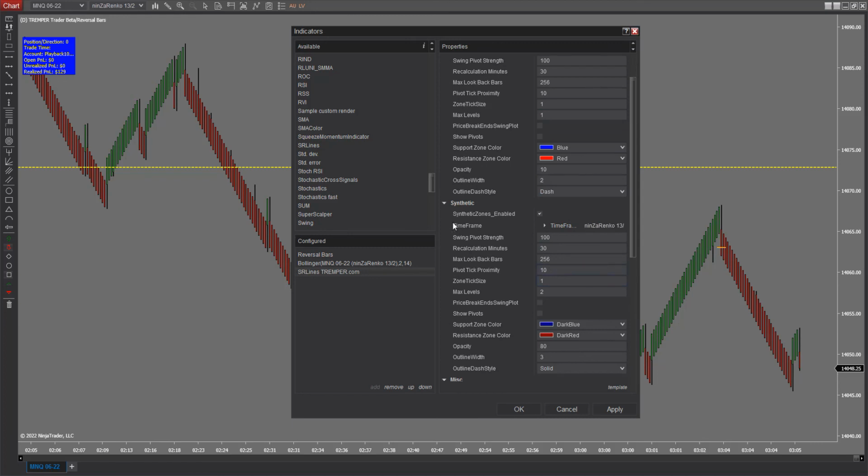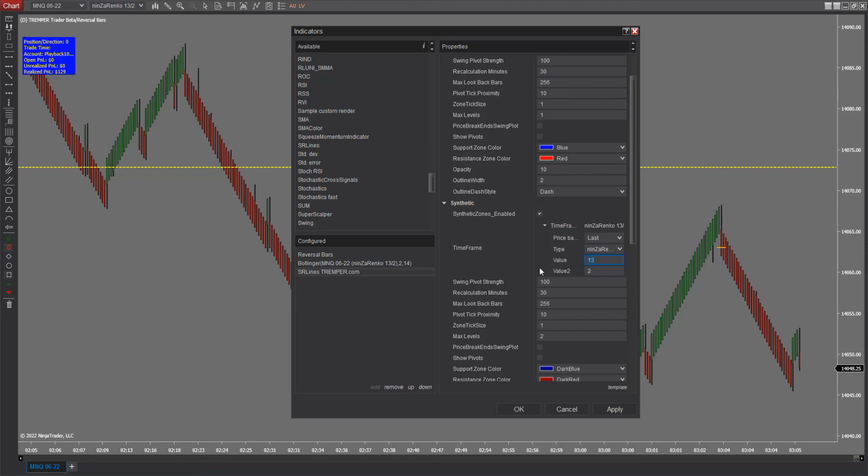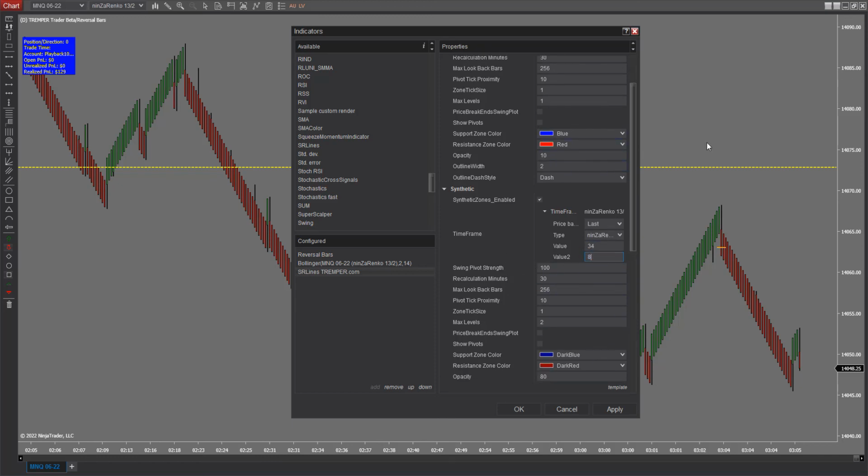There. These have synthetic because I like synthetic. So I like to see... now it just so happens this is a 13.2 chart, so it won't do any good, but let's go bigger. Let's put it on a 34.8 chart. So the regular blue and red is going to be for this particular chart if you want to see them, otherwise you can turn them off or make them transparent.